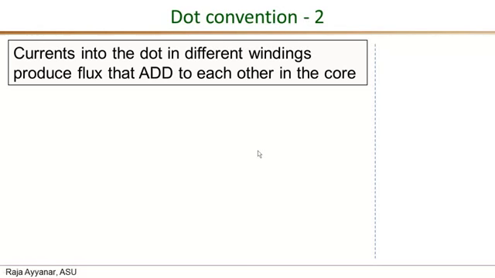Then we come to the second rule, or the dot convention 2, and this is related to the contribution to the core in the flux from the currents in each of the different windings. Okay? So the rule states that the currents into the dot, or currents entering the dot in various windings, produce flux that add to each other in the core. So if all the windings have currents entering the dot, then their fluxes add in the core or in any part of the core. Okay?